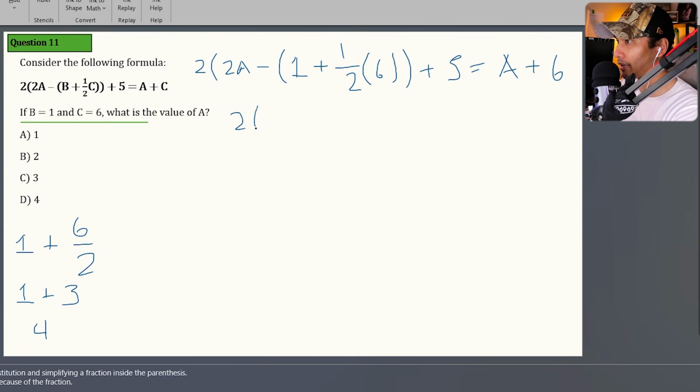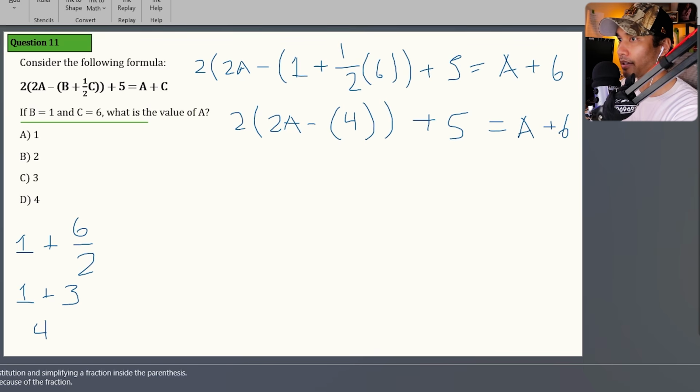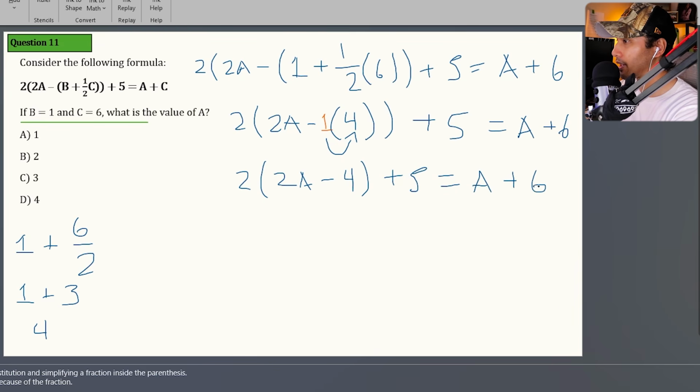So rewriting everything now, again, 2A minus, I'm still going to put it in parentheses, plus 5 equals A plus 6. Distribute that negative, because that negative acts like a -1. So I'm going to put a 1 here just to show you guys that that's what's happening. I'm going to distribute this negative to that 4. So we have 2A minus 4 plus 5 equals A plus 6.